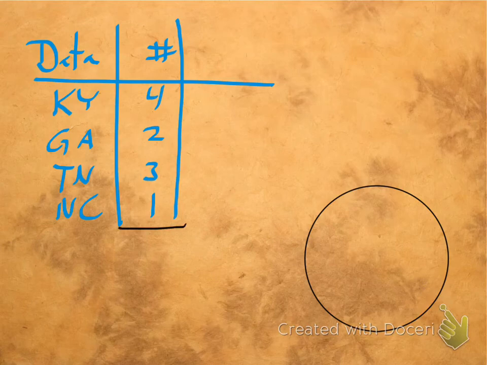So the first thing you do is you take your data. There are 4 people in Kentucky now. There are 2 living in Georgia. 3 are living in Tennessee right now, and 1 person is living in North Carolina. So the first thing you're going to do is add up all your data. There are 10 people total. The next thing you're going to do is change it into a fraction, so we know what portion live in different places.